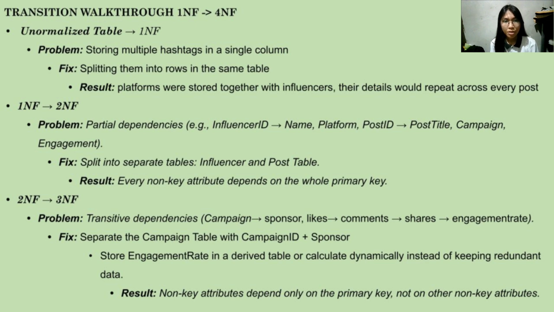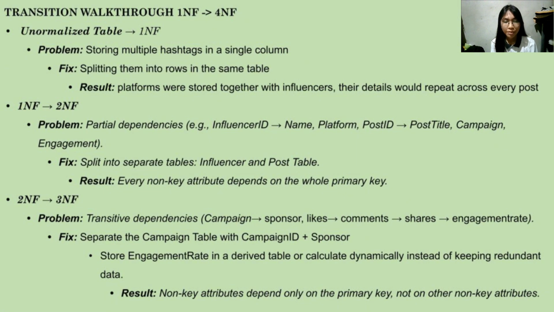1NF to 2NF. Problem: partial dependencies, like influencer ID to name, platform, and post ID to post title, campaign, engagement. To fix this, split into separate tables, an influencer table and a post table. The result would be that every non-key attribute depends on the whole primary key.